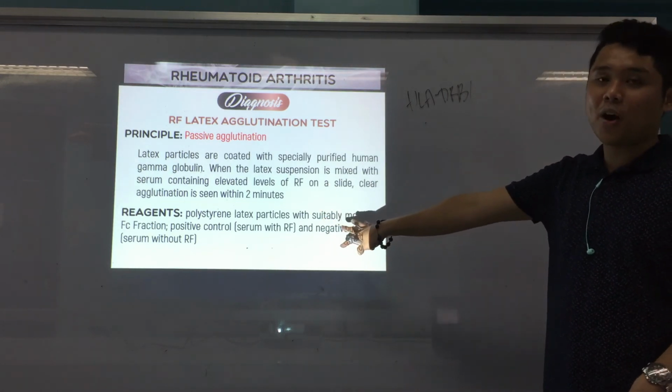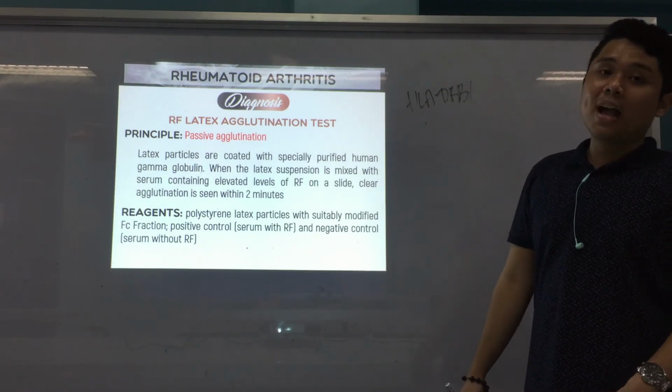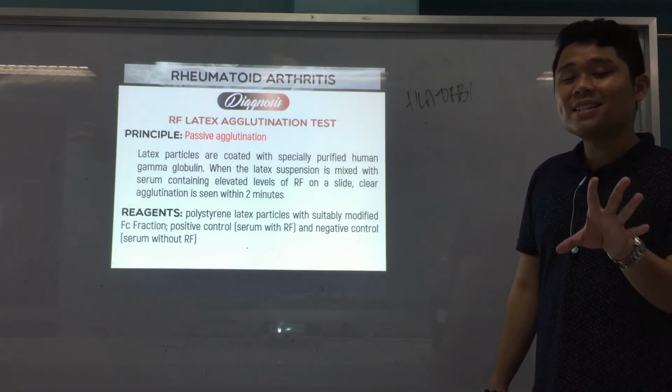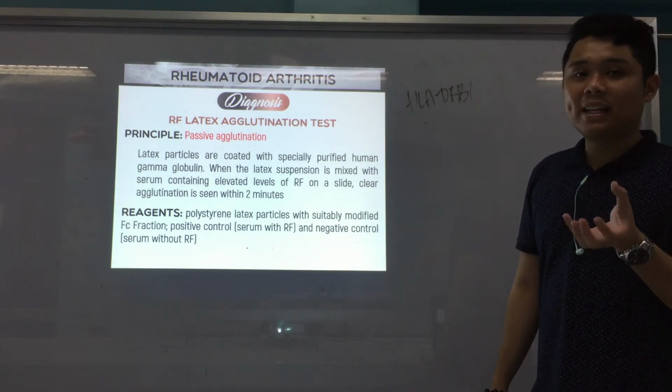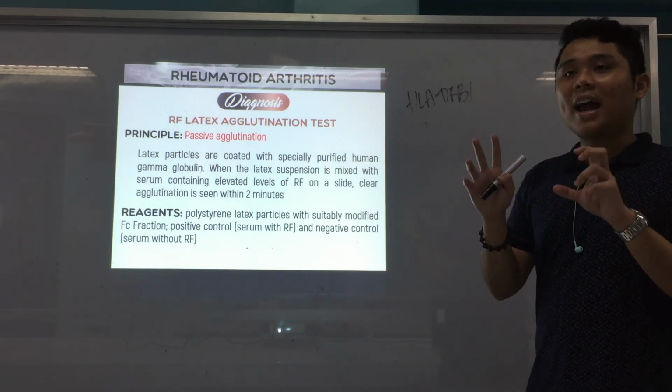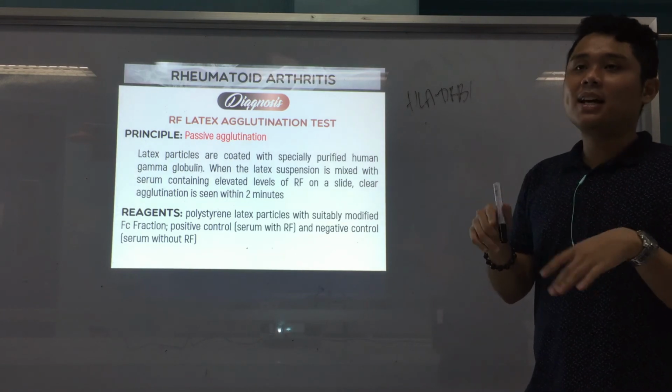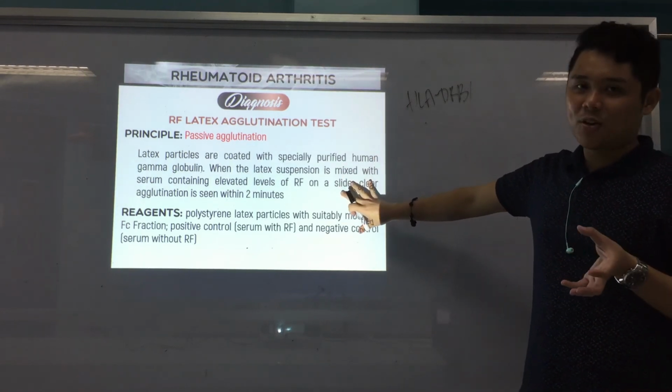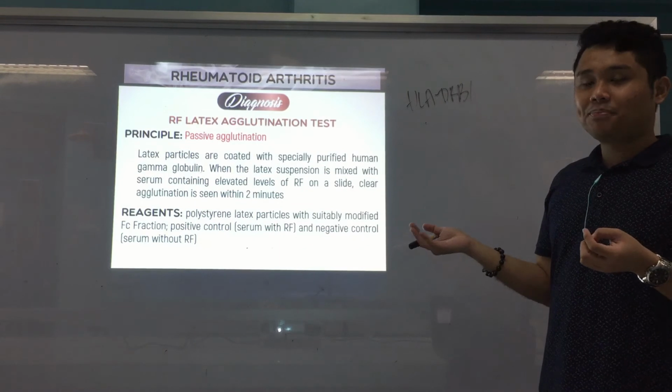Positive control, serum with RF, and the negative control, serum without RF. Okay, so since it's passive agglutination, unsa man ang imong ginadetect, di ba? It's the antigen. So therefore, yung imuhang RF, which is an autoantibody, serves as the antigen in this test. Okay? All right. And passive man siya.